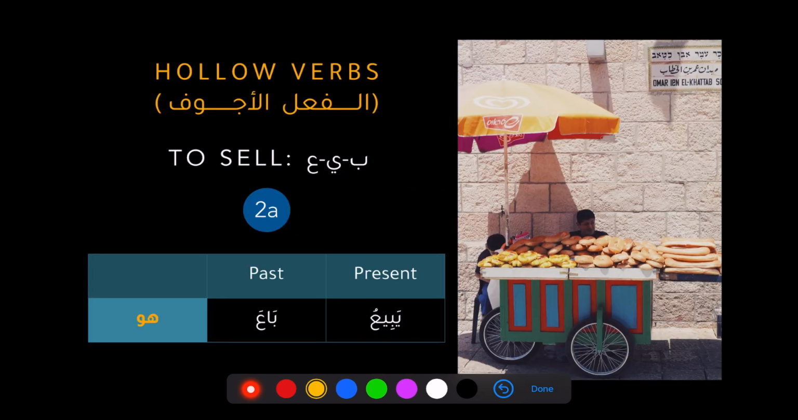So it no longer has the dhamma that it did in the other conjugations. We're going to skip to hollow verbs next to follow the same order that's in the book. The hollow verb, or al-fi'l al-ajwaf, is designated by a waw or a ya in the middle radical. We're going to go over 3 different hollow verbs, starting with ba'a yabi'u.